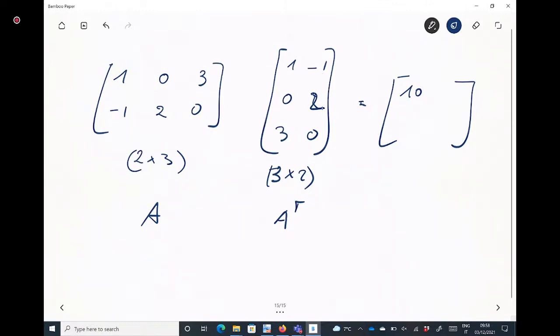Minus 1, 0, 0, minus 1. Minus 1, 0, 0, minus 1. 1 plus 4, 5. So apart from the main diagonal, this is a general rule, apart from the main diagonal, the other two elements are symmetric. So basically, if you take a matrix A, and you multiply this by its transpose, you always get a symmetric matrix.